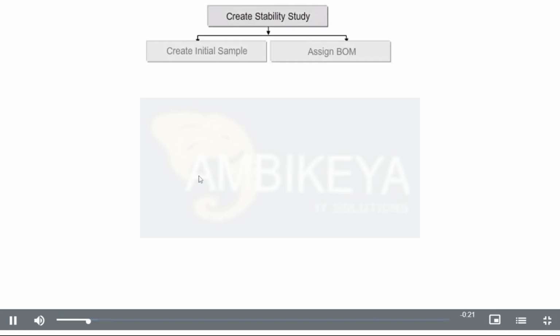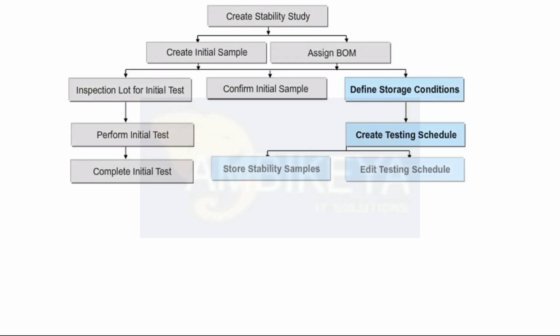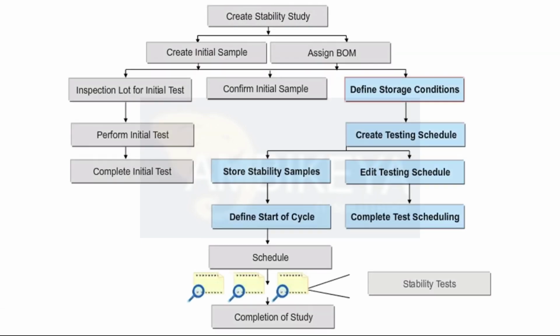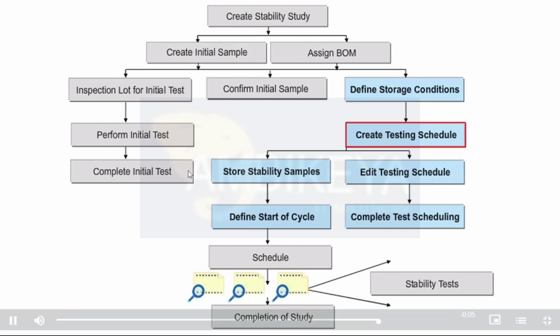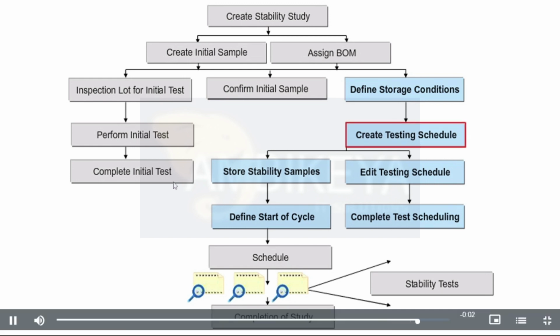You specify the storage conditions under which the stability samples will be stored. When you select and assign a storage condition to the stability study, the system automatically creates a sample record for the stability sample to be stored and tested under the storage condition. You create a testing schedule to plan the frequency and scope of the stability tests.